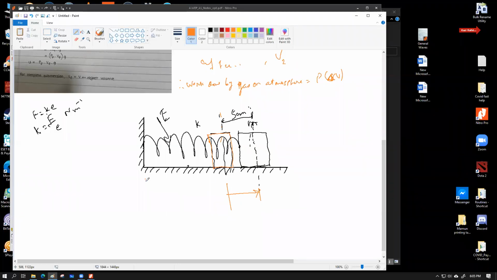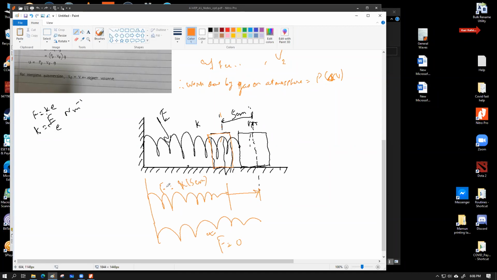When the spring expands from a compressed state like this to its natural state, where the object will be pushed from here to here, then this is the natural state of the spring, which means at this point the exerted force by the spring would be 0. Here the exerted force by the spring would be k into 5 centimeter.